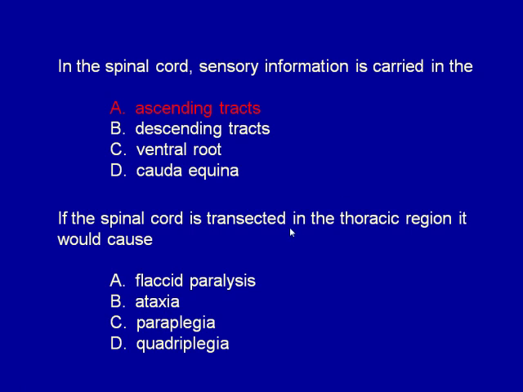If the spinal cord is transected in the thoracic region, it would cause flaccid paralysis, ataxia, paraplegia, or quadriplegia. It's going to cause paraplegia. In the thoracic region, we're not going to send information to the legs only. The arms will still be getting information, so it will be quadriplegia. Ataxia is if the cerebellum is damaged, and flaccid paralysis is if the ventral root is damaged.